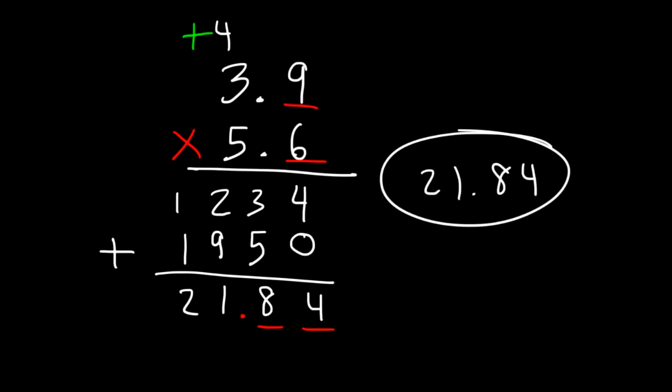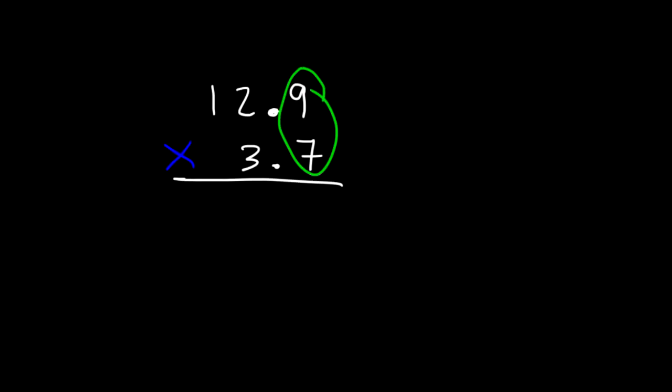And that's it. Now let's multiply 12.9 by 3.7. Feel free to try this problem. So first, let's multiply 9 times 7. 9 times 7 is 63, so we're going to write the 3 and carry over the 6.